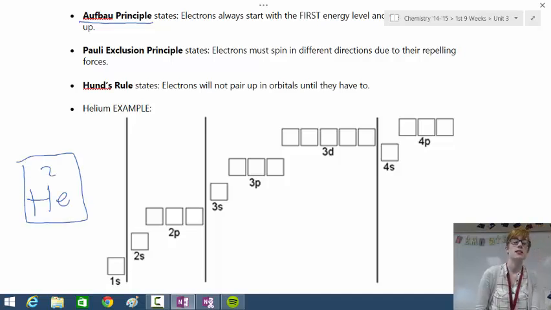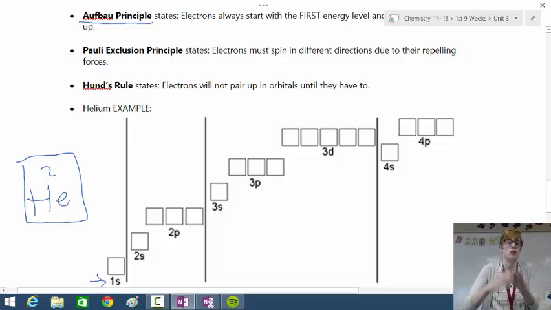So that means in its neutral state, it would have 2 electrons. So where are those 2 electrons going to go? They're going to go first in the first energy level. We're not going to put them in the second or the third because the Aufbau principle says they would have to go to the first energy level, then we go to the second energy level.